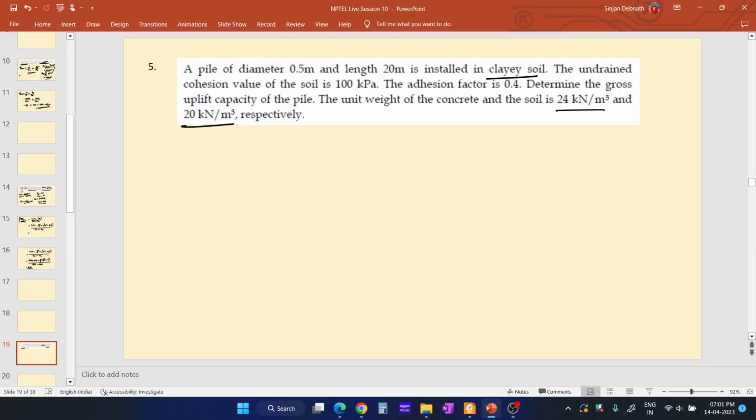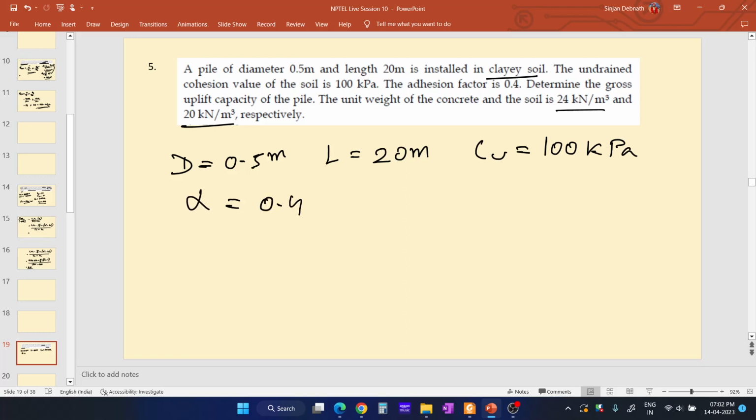Up to question number 4 we have discussed well foundations, and here are some questions related to pile foundations. So let me write down the data. Pile diameter is 0.5 meter. Length is around 20 meter, and it is installed in a clay soil deposit. The cohesion value of soil is 100 kPa. The adhesion factor is 0.4. Determine the gross uplift capacity of the pile.